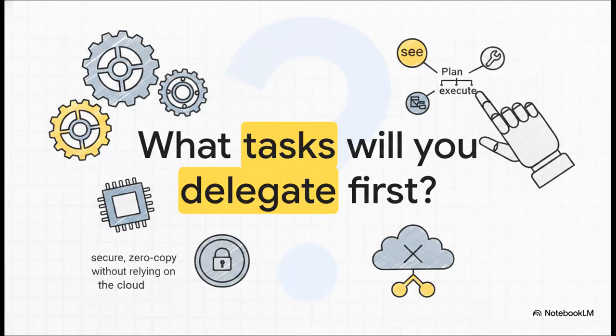Which brings us to a final thought for today's explainer. We've seen exactly how Adept uses specialized Rust actors, deterministic AWL translations, and secure zero-copy memory to create an absolute local powerhouse. So here is the question. When your local machine can autonomously see, plan, and execute at this incredible level of efficiency and security, all without relying on the cloud, what tasks will you delegate first?